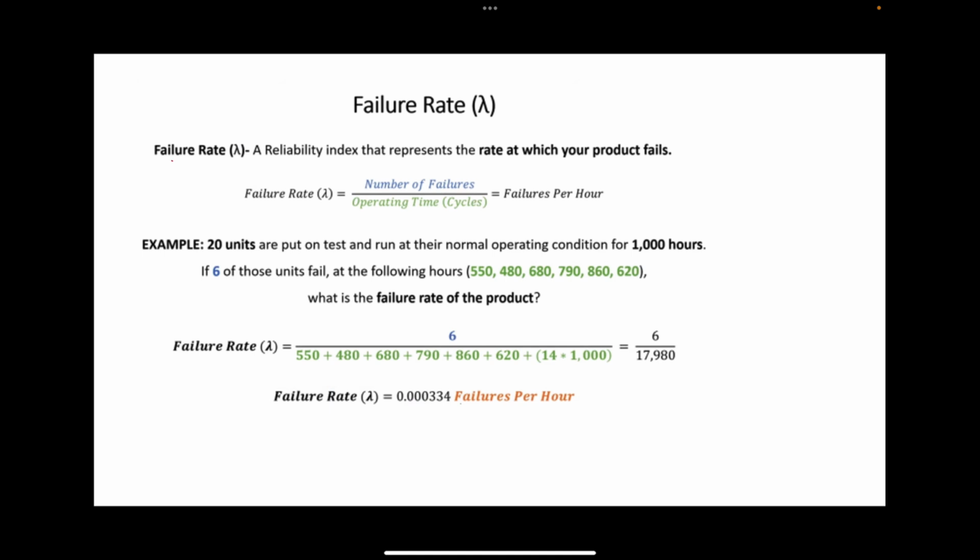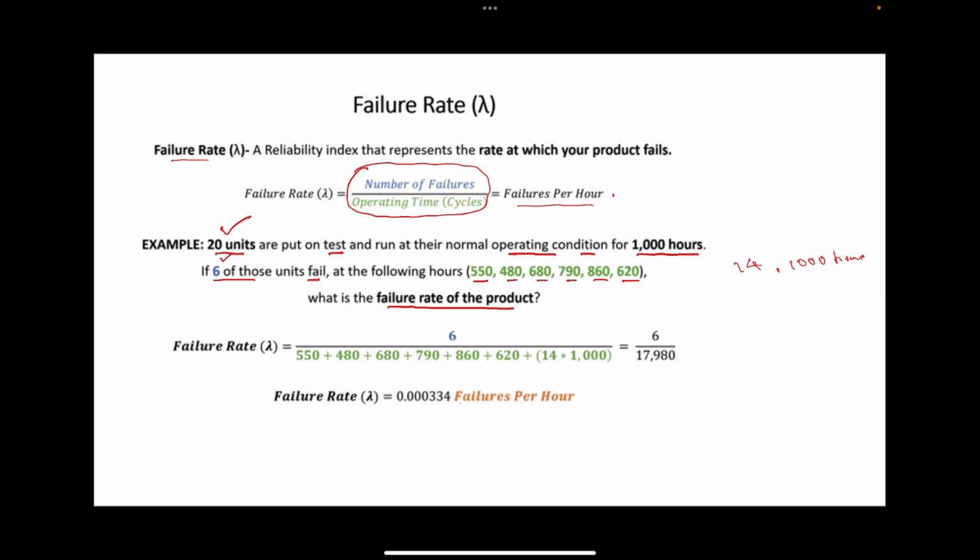We have seen that the failure rate is given by the number of failures divided by operating time, in failures per hour. Now let us look at the problem. 20 units are put on test and run at their normal operating condition for 1000 hours. 6 of those units fail at the following hours: 550, 480, 680, 790, 860, 620. Note that 20 units are put to test, only 6 failed, and the remaining 14 units completed the 1000 hours. What is the failure rate of the product?